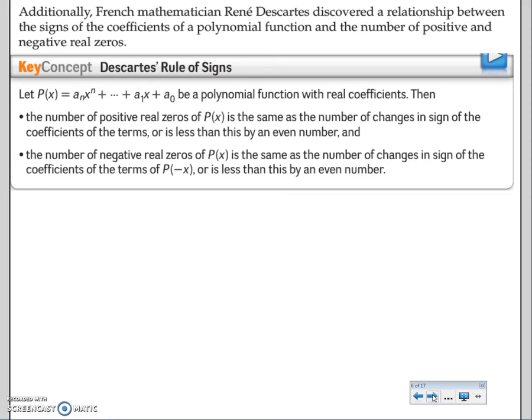All right, next. French mathematician René Descartes discovered a relationship between the signs of the coefficients of a polynomial function and the number of positive and negative real zeros. So there's a trick he found called the rule of signs. Basically, it says the number of positive real zeros of p of x is the same as the number of sign changes, or less than that by an even number. The negative is the same idea, but instead of p of x, you do p of negative x, meaning change the sign for anything that has an odd degree, and less than that by an even number.